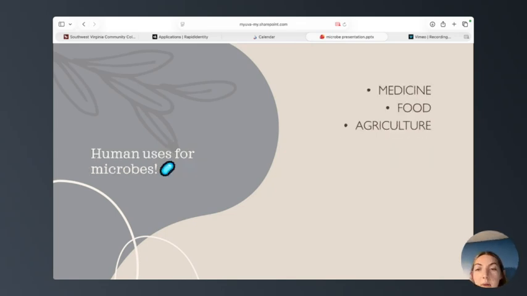What are some human uses for microbes? This was the most interesting to me. So, microbes in medicine, food, and agriculture. Microbes in medicine can be vaccines or antibiotics. As I have discussed previously, microbes in medicine play a day-to-day role in a clinic.